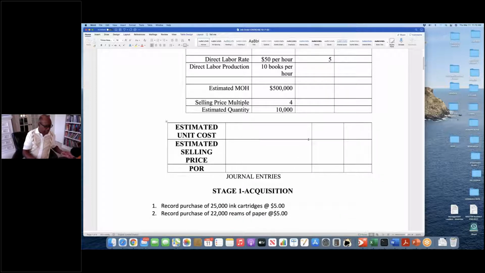So on your sheet, you're going to say, okay, to get my POR, the first thing I'm going to put in here is what? Total overhead. Okay, so you're going to put the total MOH. So you will have this already in here. So we're going to put the total overhead in here. And so our total overhead is what? 500,000.